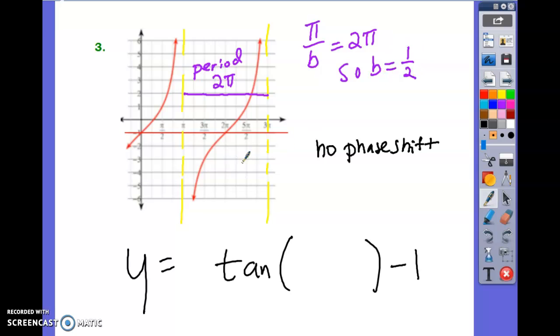And there's going to be no phase shift because my new 0, 0 is right here. We've taken our vertical shift and we've gone down 1, which is why there's a -1 at the end here.